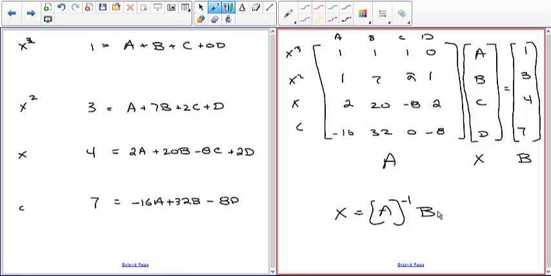Let's see here. How do I do this? Matrix A. Okay, 4 by 4. So it's 1, 1, 0. Second row is 1, 7. Is that 2? Yeah, 2, 1. 2, 20, -8, 2. Okay. I put -10 in. Okay, thank you. Said -16. 32, 0, and -8. Okay, I think I've got it right now.